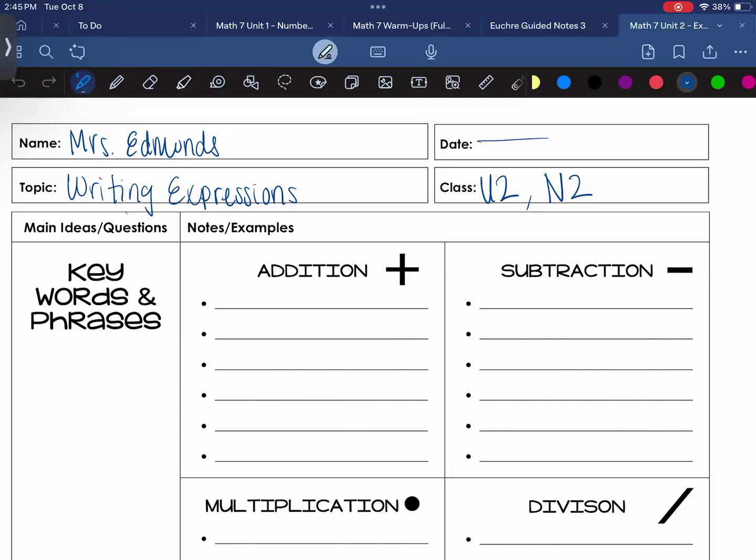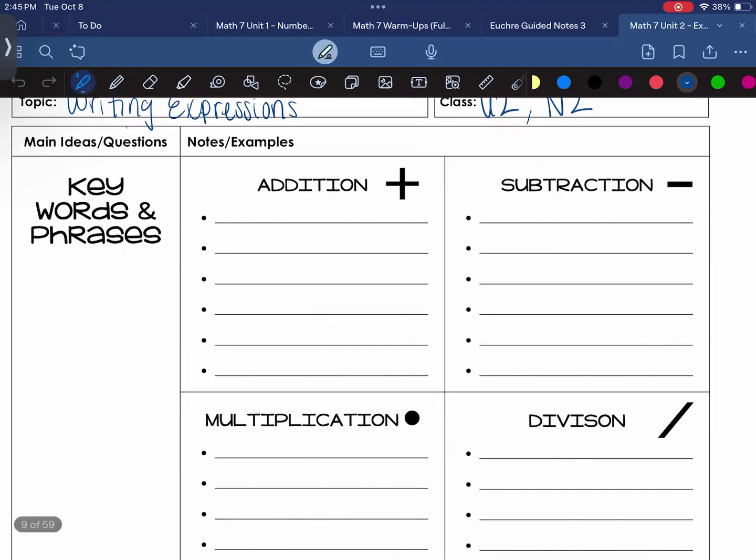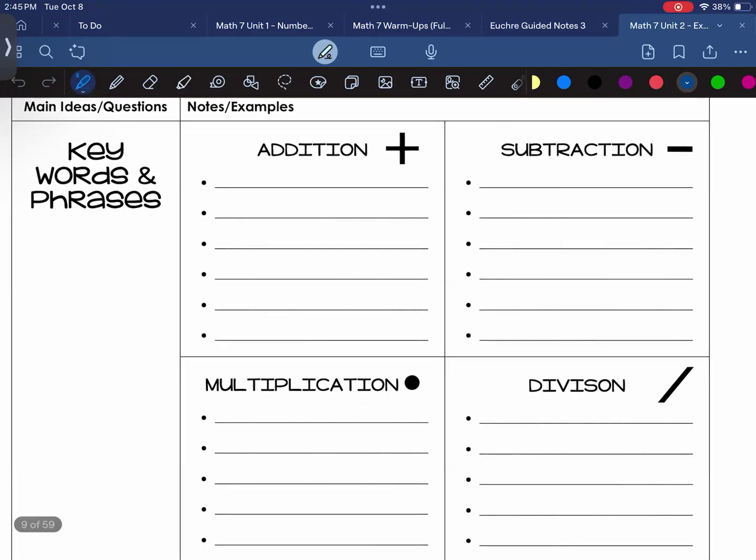Okay, go ahead and label the top writing expressions. It is Unit 2, Notes 2. We already went over this a few weeks ago: finding key words and phrases inside sentences or word problems so that you know whether you're adding, subtracting, multiplying, or dividing. I'm just quickly going to fill this out since we've already filled this out before.